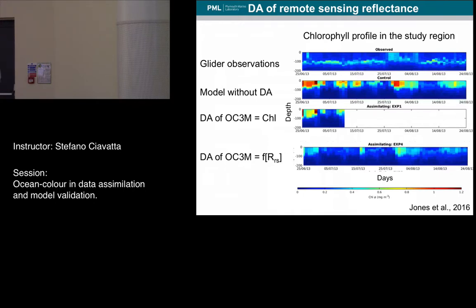While when they are simulating OC3M as a function of many things, they get quite closer to the observation of the glider. At least with respect to the model without data assimilation, they decreased the bias. Still, they were not able to reproduce the chlorophyll maximum at depth. Not surprisingly, you are assimilating ocean color, which is a product at the surface, even if it's remote sensing reflectance.